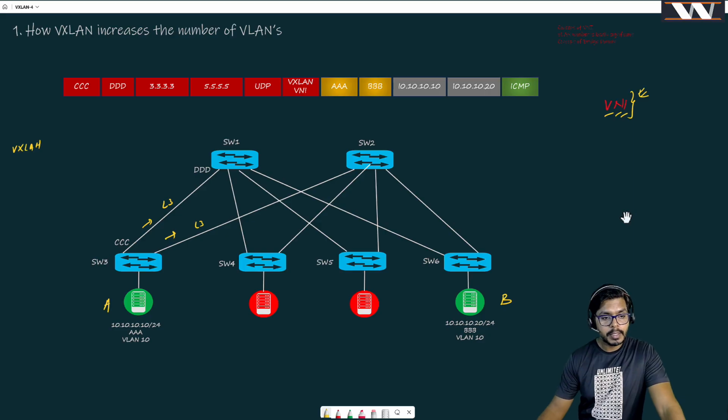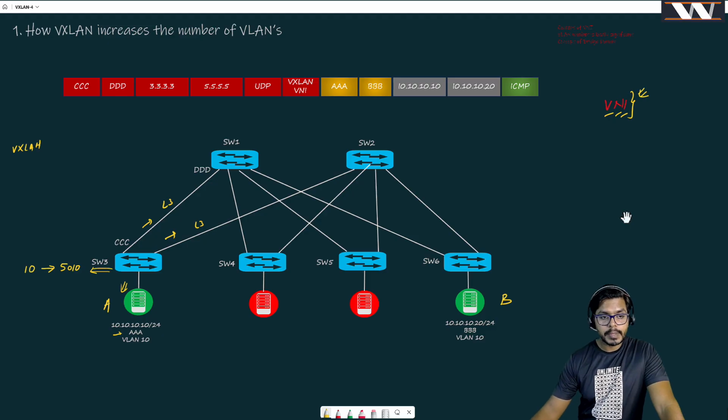We have server A here, or host A here. IP address is 10.10.10.10, MAC address is AAA, part of VLAN 10. And what I'm doing here is on switch 3, I am saying that Mr. Switch 3, your VLAN 10 is mapped to another number, and this number is, suppose, 5010. Very, very interesting, right? Now, what is going to happen?